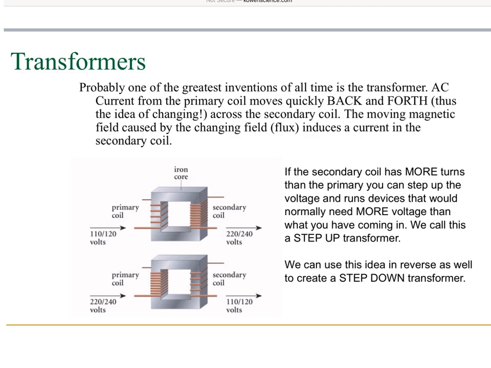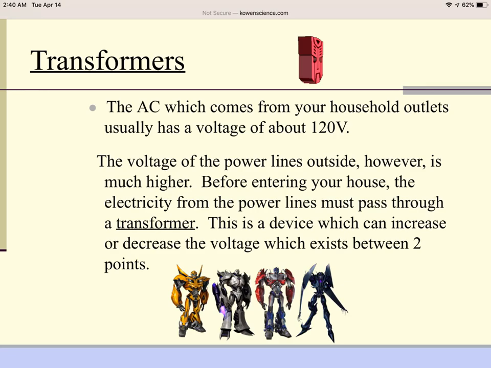The AC current from the primary coil will move quickly back and forth across a secondary coil. This moving magnetic field is caused by the change in a magnetic flux. This will induce a current in the secondary coil. And by looking at the voltage of the primary coil, the secondary coil, and the number of turns that each coil makes, we can do various calculations. So that's just kind of how a transformer works.